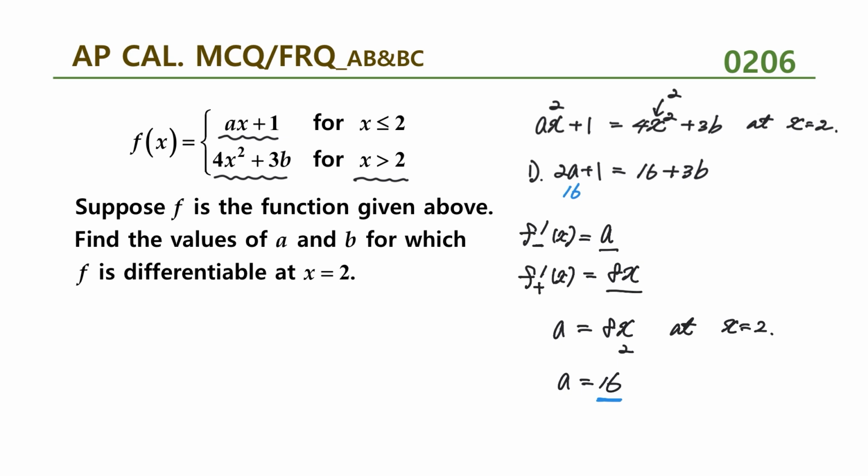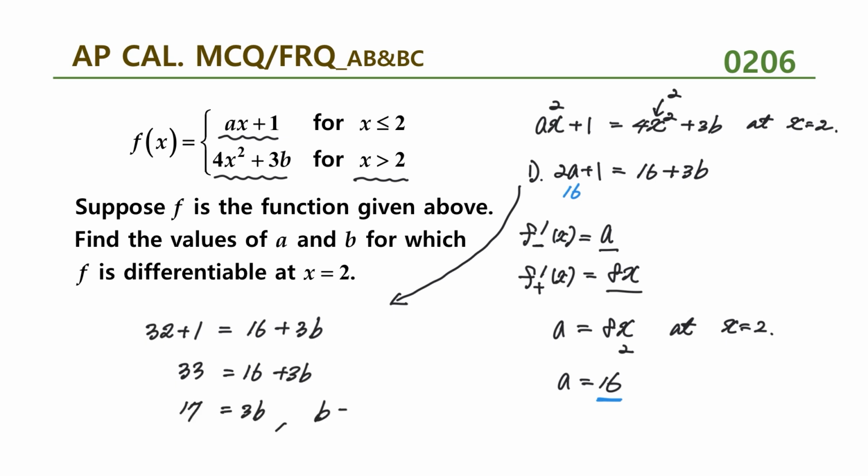So 2 times 16, let me do it right over here. 2 times 16, that's 32, plus 1 is equal to 16 plus 3b. So 33, 16 plus 3b, so 17 is equal to 3b. So what's b? b is 17 over 3, right? So a is 16 and b is 17 over 3.